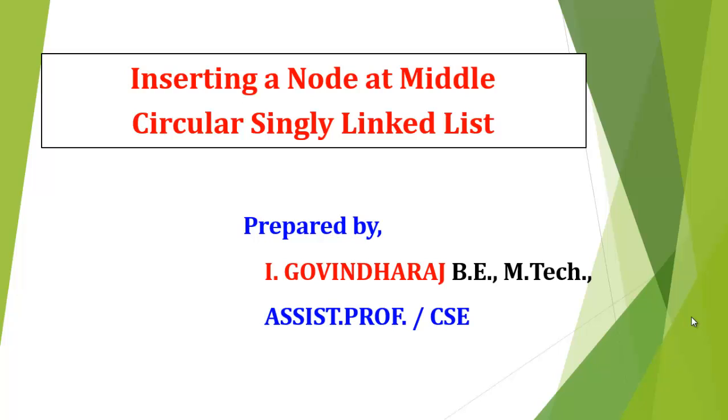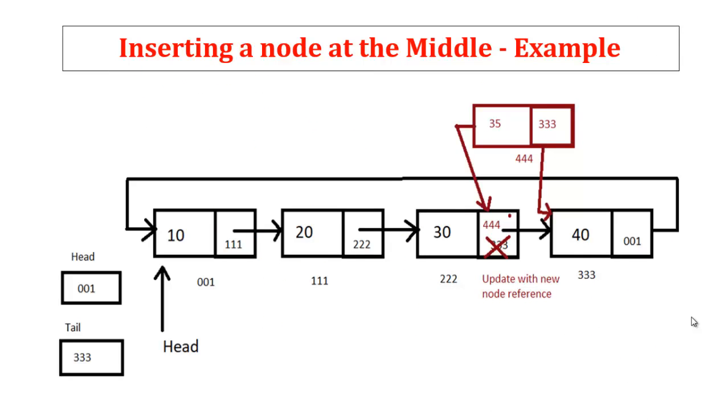Here we are going to see inserting a node at the middle or a specified position in a circular singly linked list. In the previous video lecture we saw inserting a node at first and inserting a node at last in a circular singly linked list. Similar to that, we are going to see inserting a node at a middle position. So take an example, inserting a node at middle.